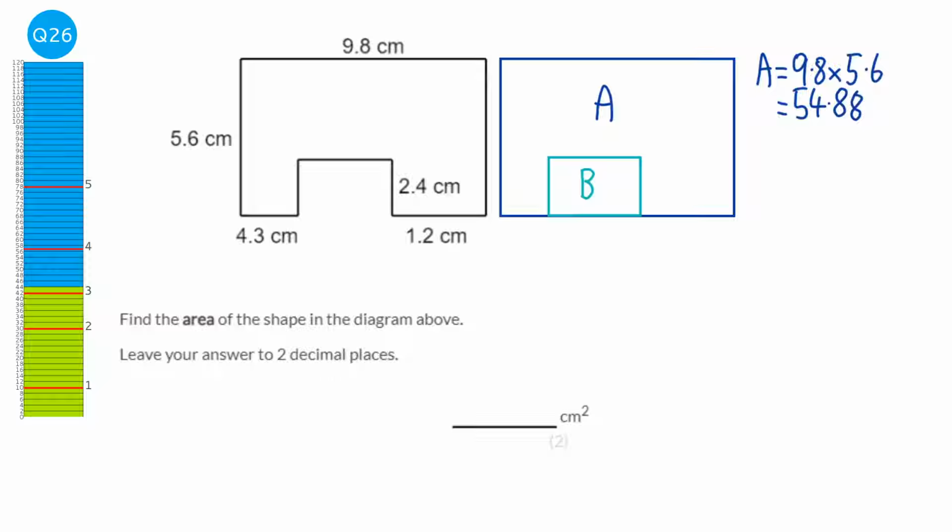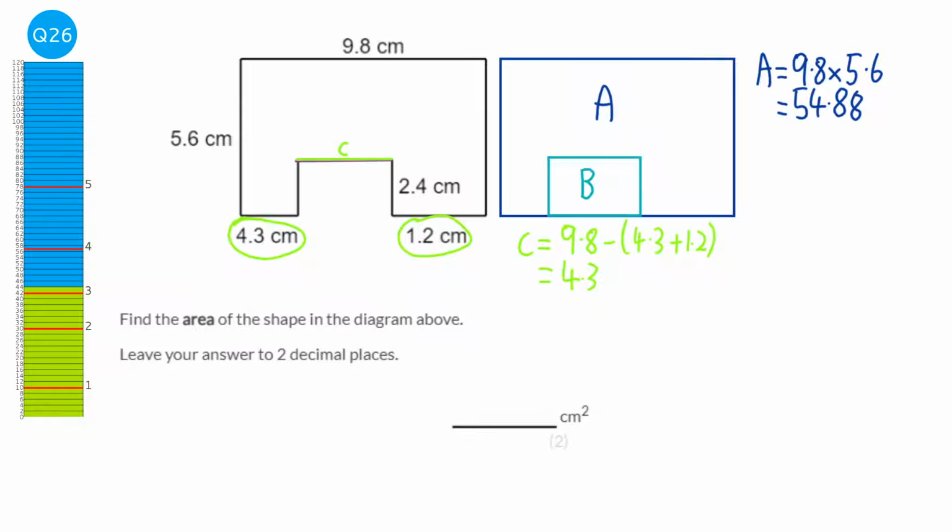Now to work out B, we actually have a bit missing. We need to work out what the length of this bit here is. So in fact, let's choose a different colour just so it shows up a bit more, this length here. We'll call this C just to make things easier. To work out the length of C, we're going to do the total length across of this whole shape, which is 9.8, and take away the bits that we know, which is the 4.3 and the 1.2. So we're going to do 4.3 plus 1.2, take that away from 9.8, and when I do that I get the answer of 4.3, and that's a coincidence that it's the same as the left hand one.